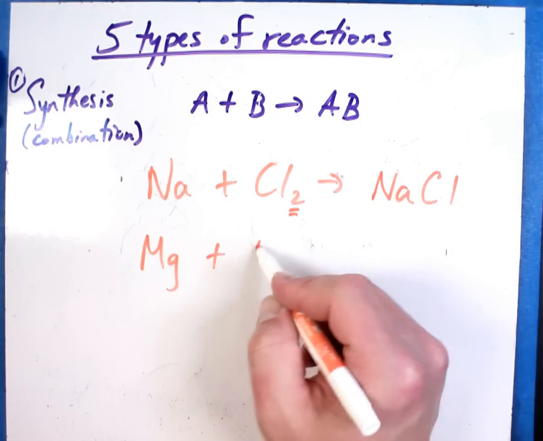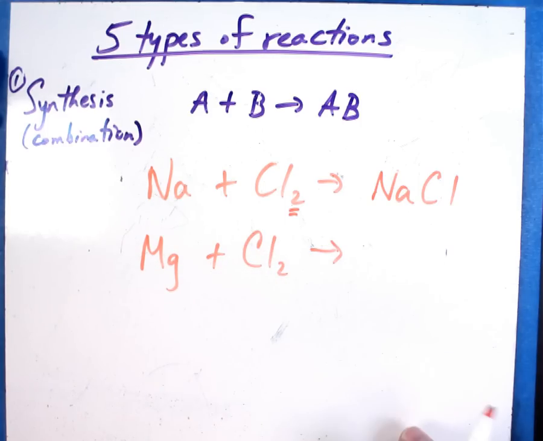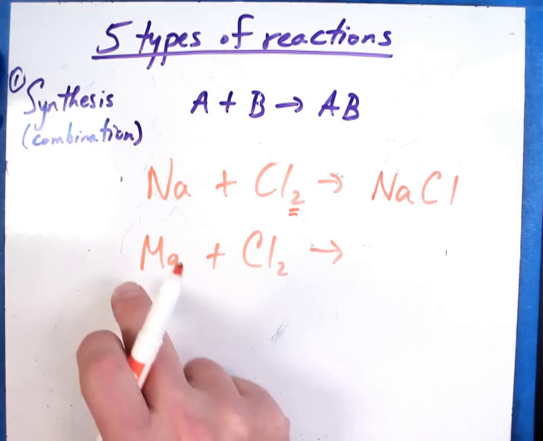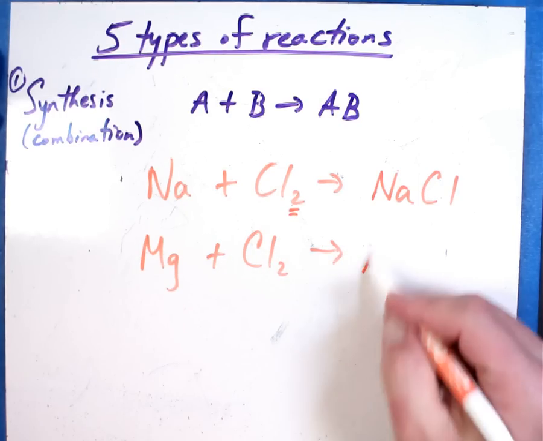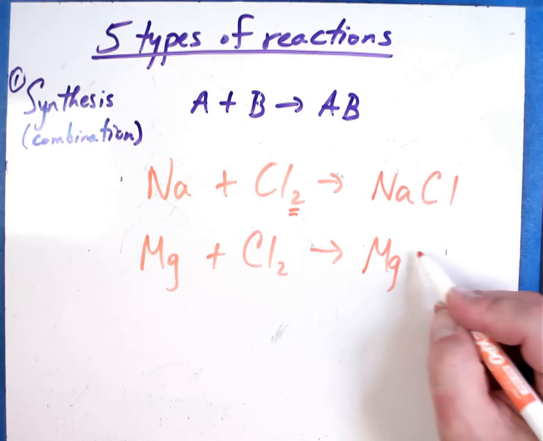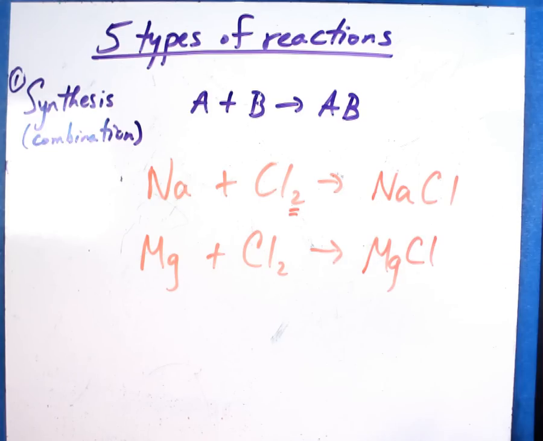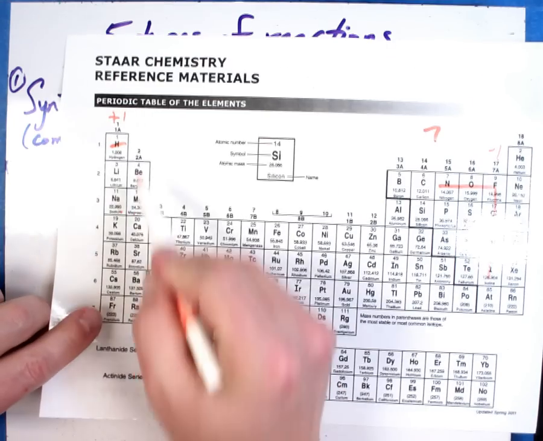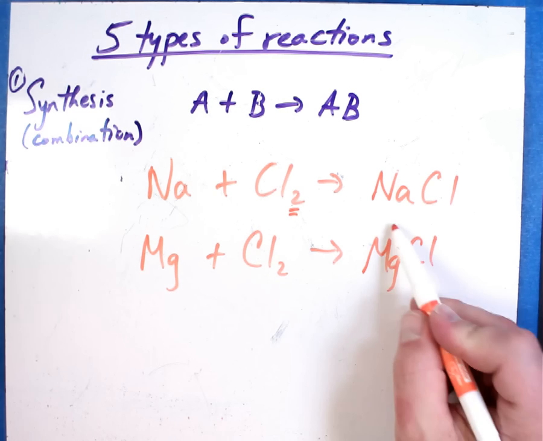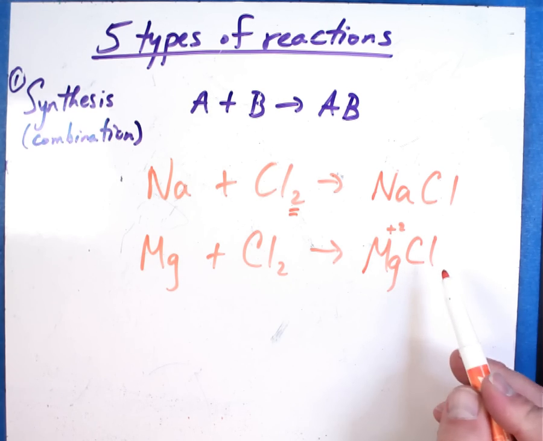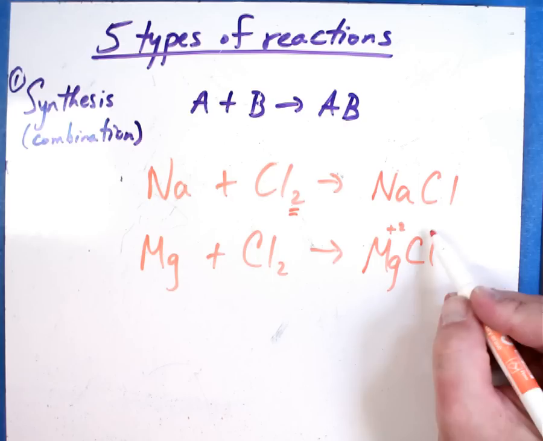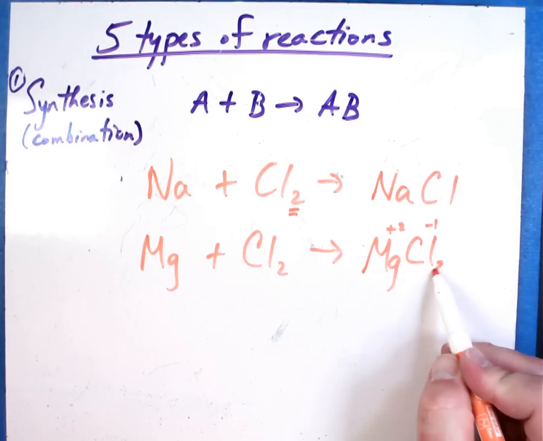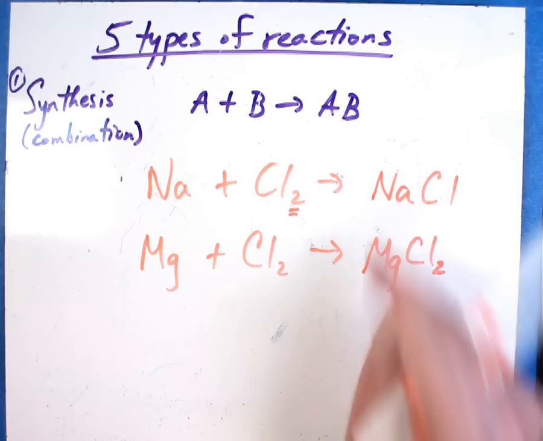Mg with Cl2. This is also a synthesis reaction. It's a single and a single. That's all it is. Even though that's a small little group, it's just 2 elements. You put them together, and then when you put them together, you have to check your charges. Magnesium is right here, which is in the plus 2 column. So it's plus 2. Chlorine is in the negative 1 column. So there, plus 2 minus 1. In order for those to equal 0, I have to have 2 of those. So if I take those out, there's the correct formula.